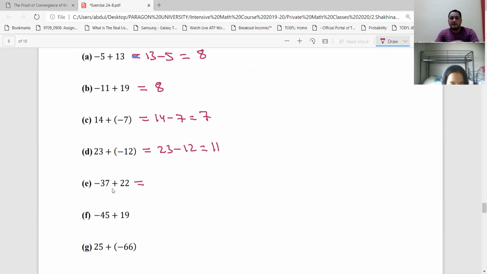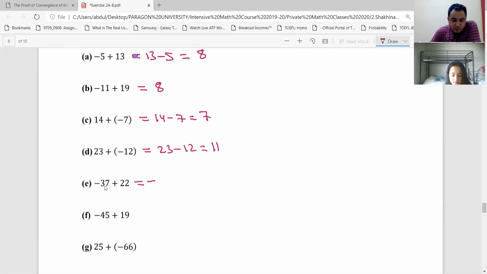Minus 37 plus 22. You make the same mistake again. 37 is a negative number, 22 is a positive number, so we subtract. 37 is greater and its sign is minus, so we put minus here. So that's 15.